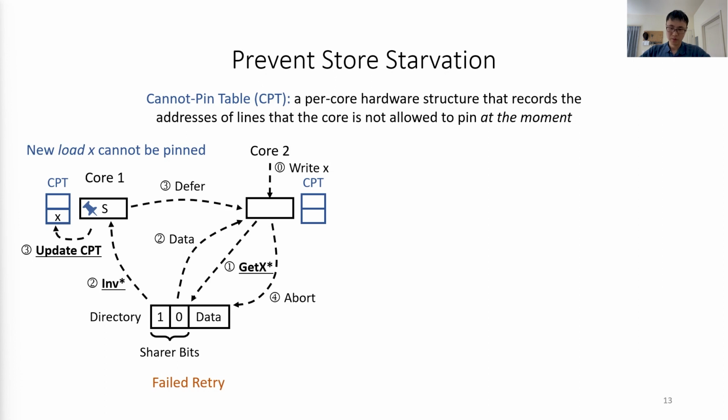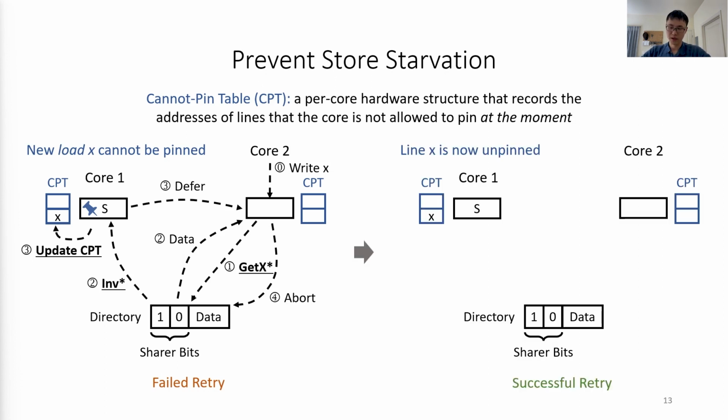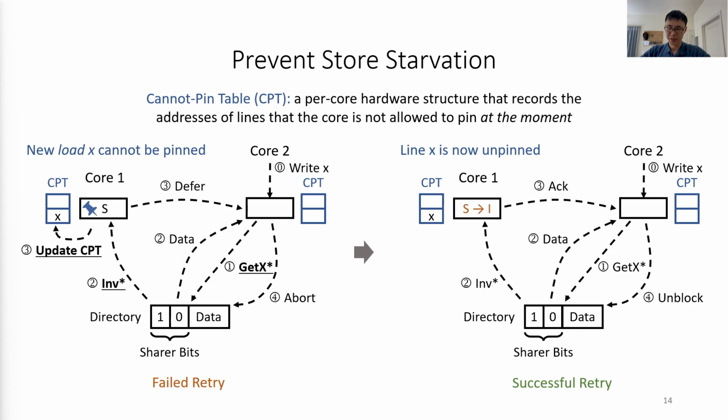This retry fails. Because new loads in core 1 can no longer pin line X, eventually, all the older pinned loads that read from line X will retire and the line X becomes unpinned. At that time, when core 2 retries, it will successfully invalidate the line and complete the write.